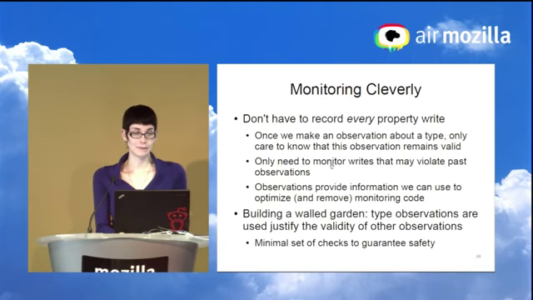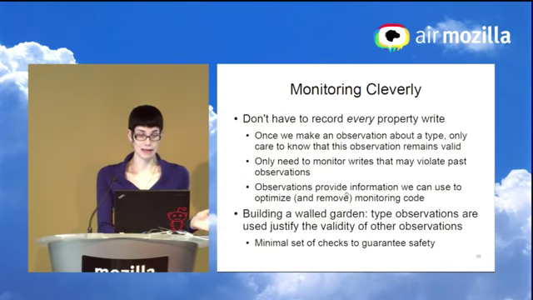So I can be a little bit clever when I record my property. Once I make an observation about a type, I only care to know that this observation remains valid. And I only need to monitor writes that might actually violate past observations. So the observations that I make provide information that we can use to optimize away and remove some monitoring code to make it more efficient.